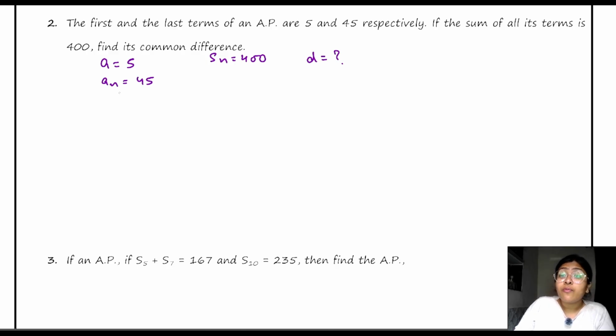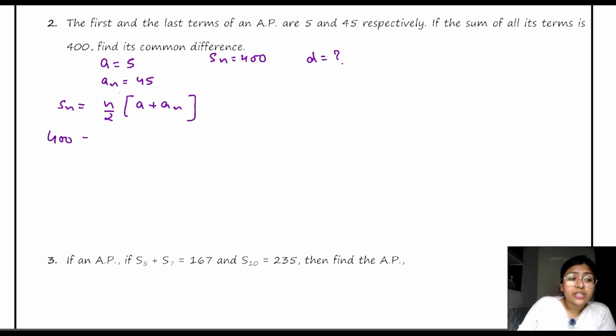If the sum of all of its terms is given, we don't know how many terms there are, so we can consider there are n terms. So the sum of n terms is 400. What we need to find out is the common difference. We know the sum of n terms formula: Sn is equal to n by 2 bracket first term plus last term. With the help of this formula, we can find the number of terms. Yes or no? Yes, find it out.